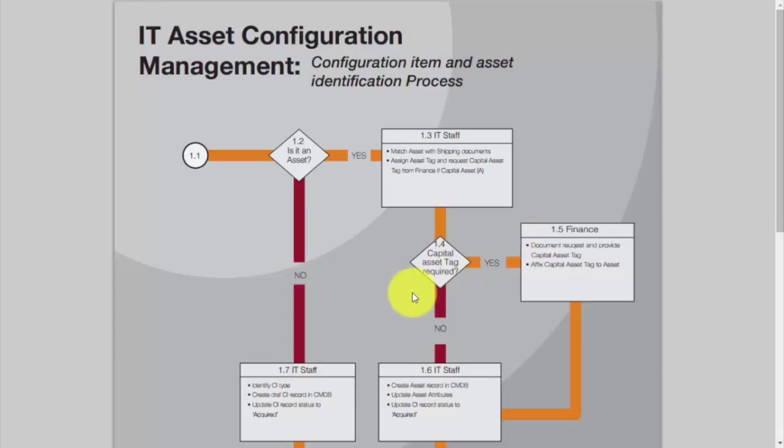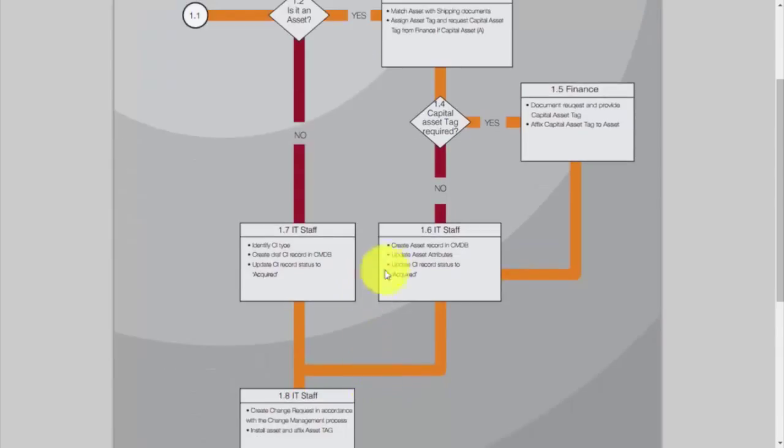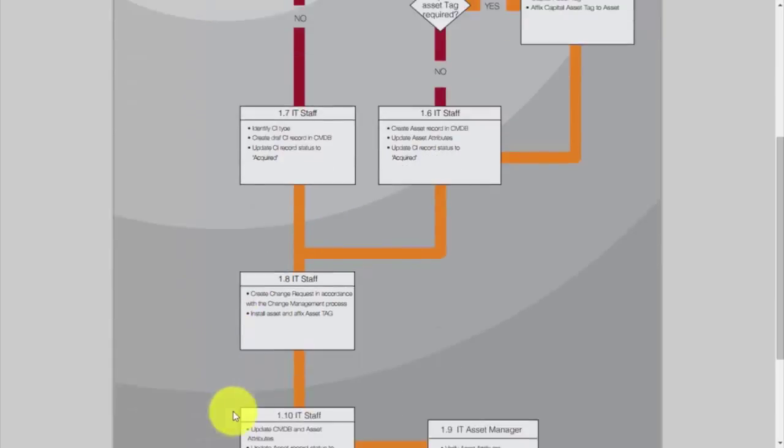If a capital asset tag is not required on a new asset, then the IT staff will be responsible for creating and drafting an asset record in the Configuration Manager database. That will be followed by updating the asset attributes and updating the configuration item record status to acquired. From there, it would move on to step 8, where the asset would be installed and the asset tag would be affixed to it.